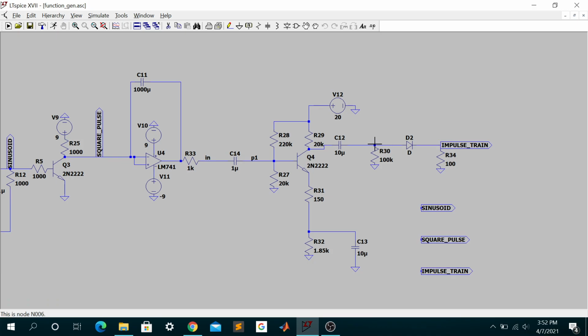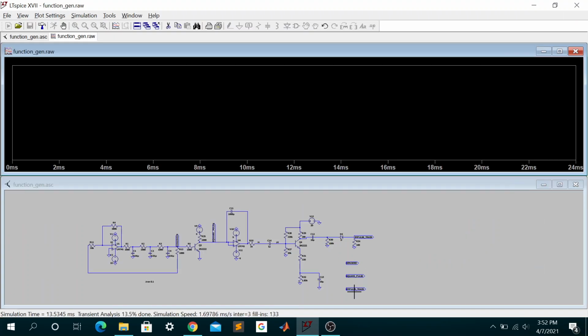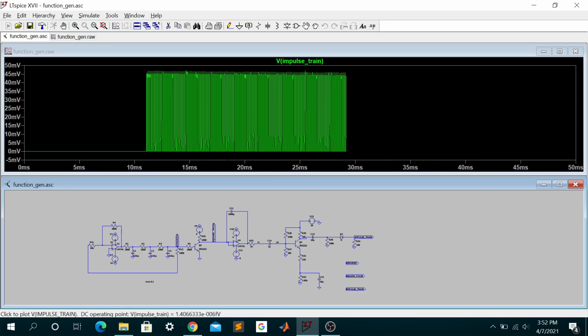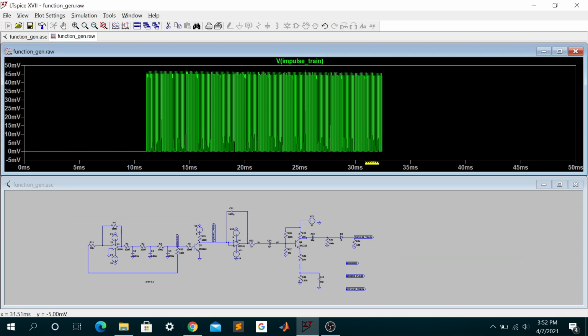But the problem here is that it has peaks in both the positive and negative y-axis. So we then pass it through a diode to filter out the negative values, and finally we have a positive only impulse train in the end. So if we simulate this part, clicking on this generates the impulse train. So this is what the impulse train looks like.